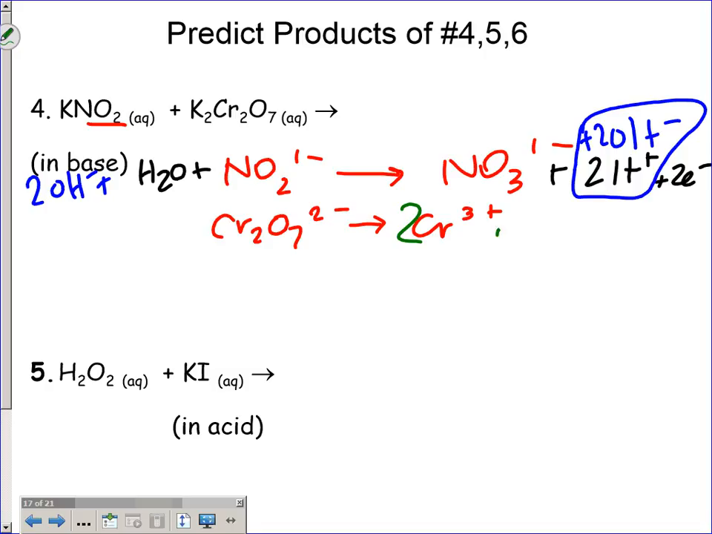7 waters on the product side. So that gives us 7 oxygens and then 14 H pluses, right? It becomes kind of redundant because you've probably written this reaction like 3 times now. And then 14 H pluses. What's my net charge?